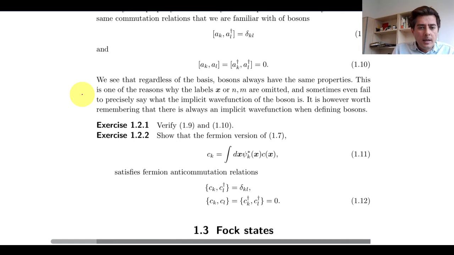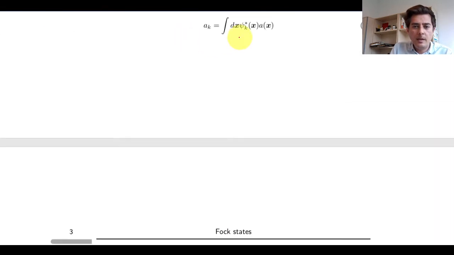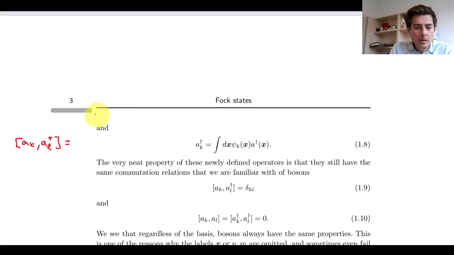Okay, so 1.9, we need to verify 1.9. So we start with this relation. We need to substitute in these quantities, so let's go ahead and do that. A of k is defined like here. So this is going to be the commutation relation of the integral dx psi k star x and a at position x, with this guy here, which is another integral.